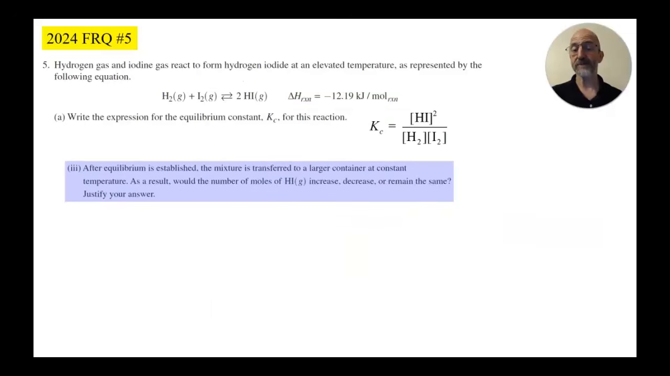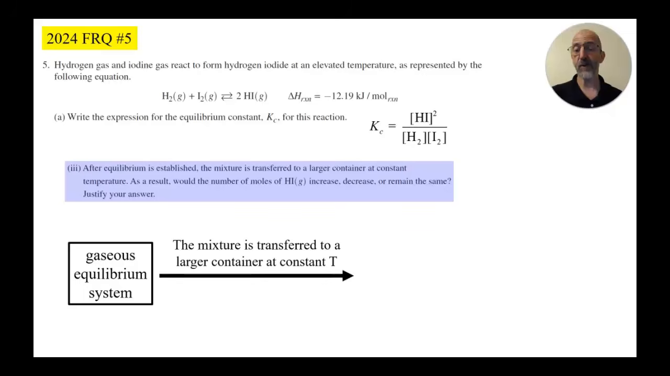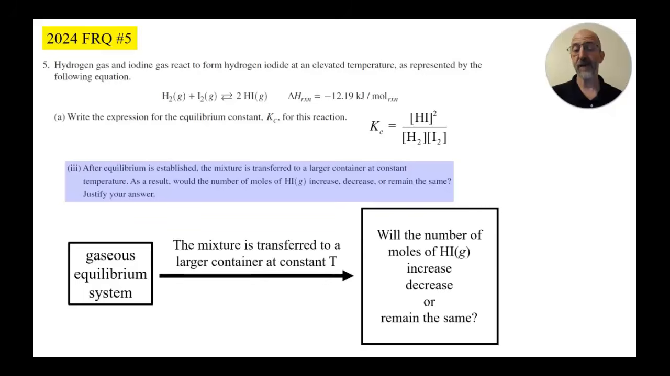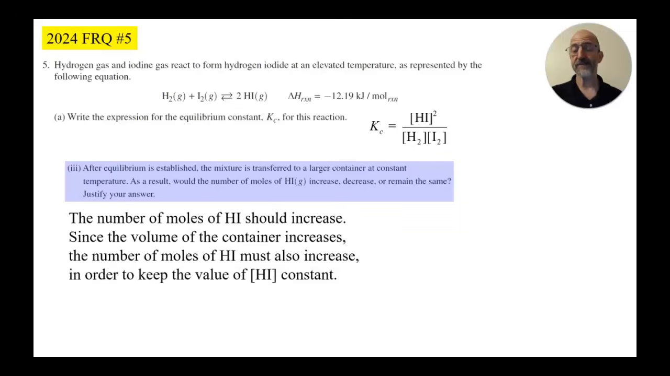Now there's one more, and that is what happens after equilibrium is established: we're going to take the mixture and transfer it to a larger container. So we have a system that is at equilibrium, and we take that mixture and transfer it to a larger container. And we have to determine, will the number of moles of HI increase, decrease, or remain the same? Now this is at constant temperature, but will that number of moles of HI be affected by transferring the mixture into a larger container? So here is an incorrect answer.